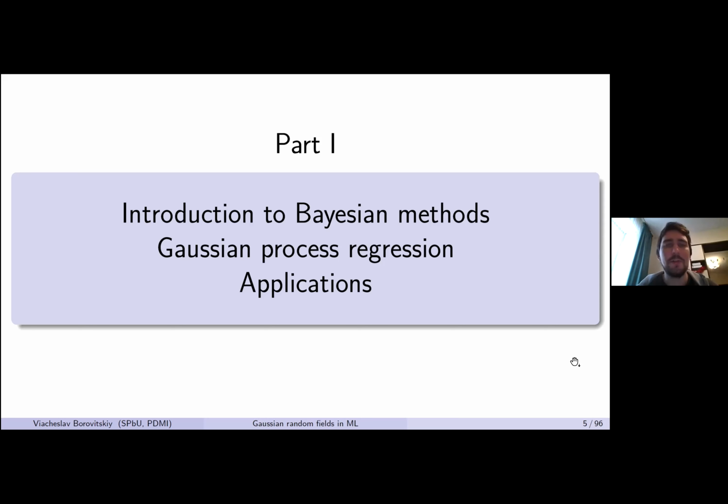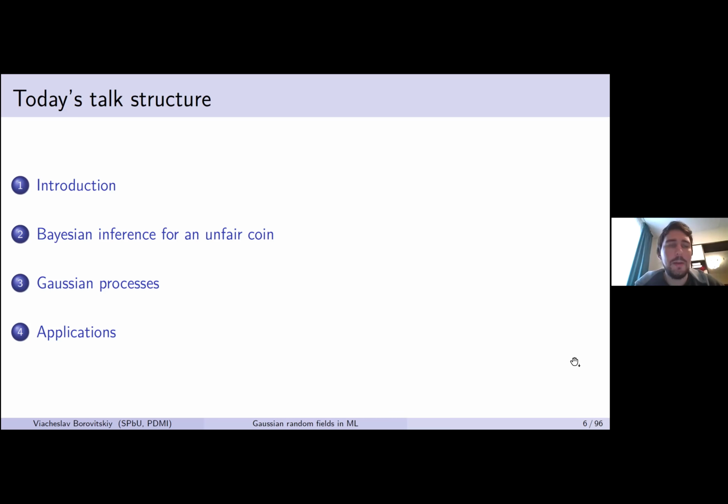So that's the start of today's talk: Introduction to Bayesian methods, Gaussian process regression, and applications. The outline of today's talk will be like this. First, there will be some additional introduction, just a couple more slides. Then I will talk about Bayesian inference for an unfair coin. It's probably the simplest example of Bayesian inference, and I'm going to present it just for the reason of presenting the simplest scenario where these methods work. And then we will talk about Gaussian processes and this Gaussian process regression algorithm, and we will think about this in the light of this Bayesian inference.